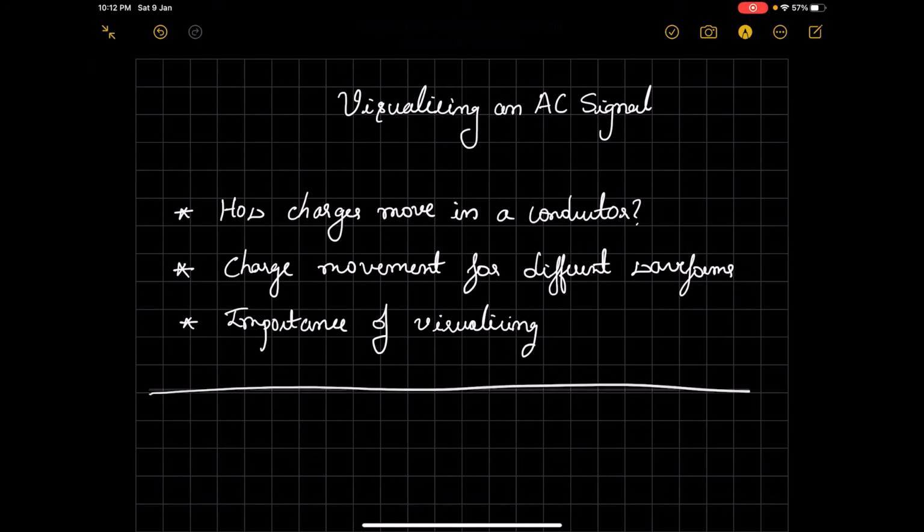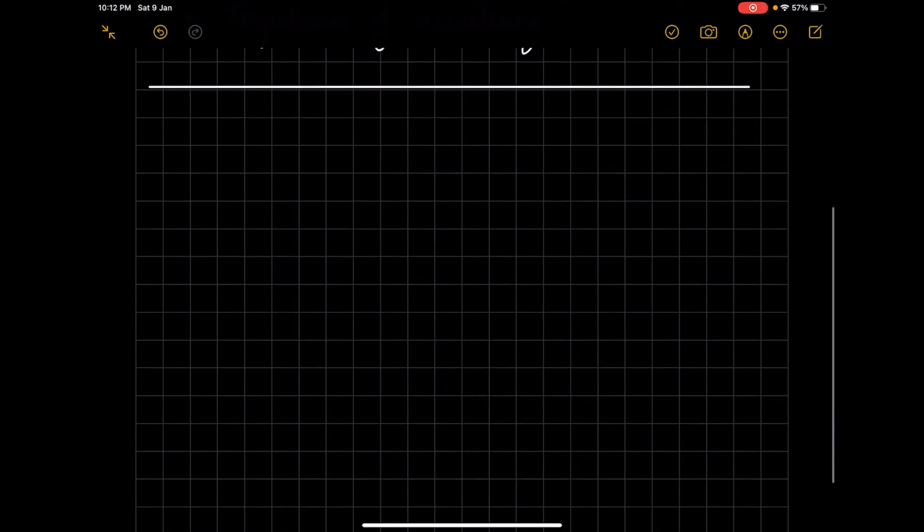Visualizing is all about understanding how charges move in a conductor. In my previous video, I had explained how to visualize a DC signal. If you have not seen that video, I would recommend you to see that video first. The video will be displayed on the top right of the screen here.